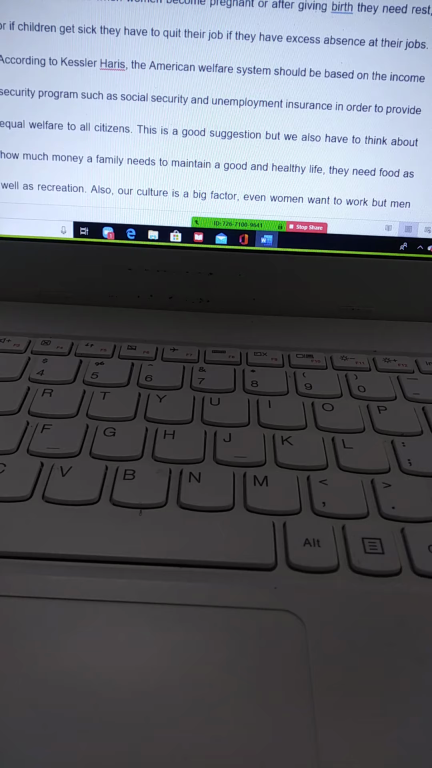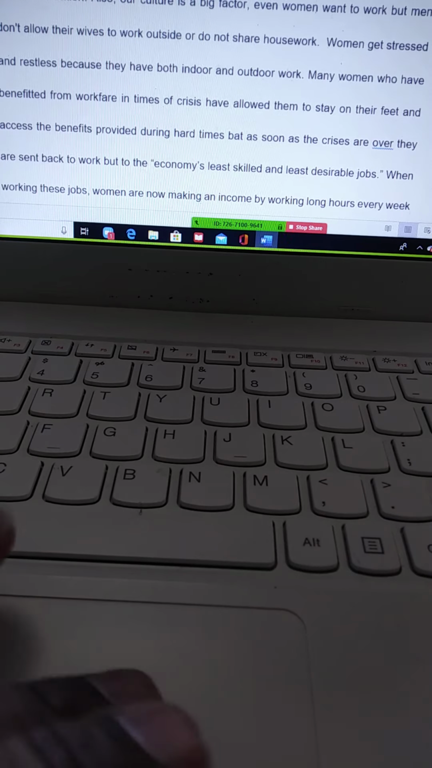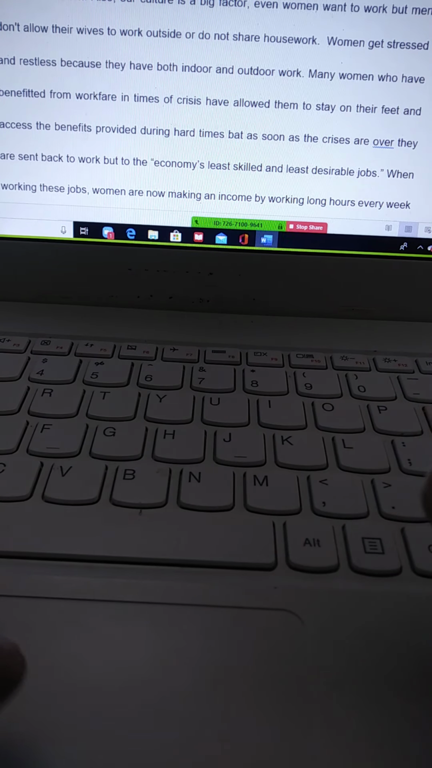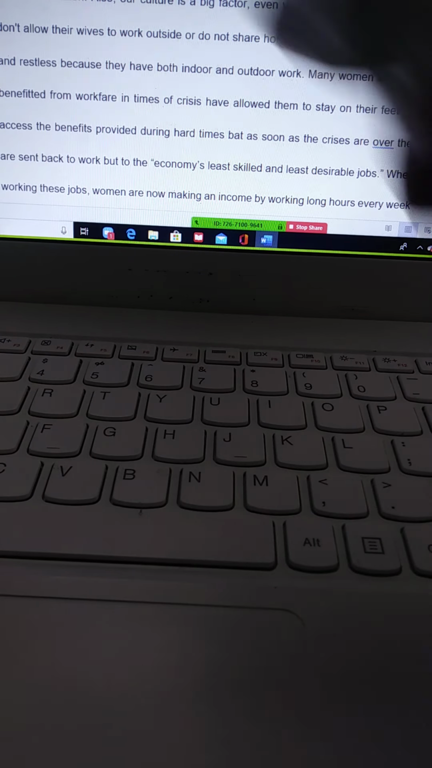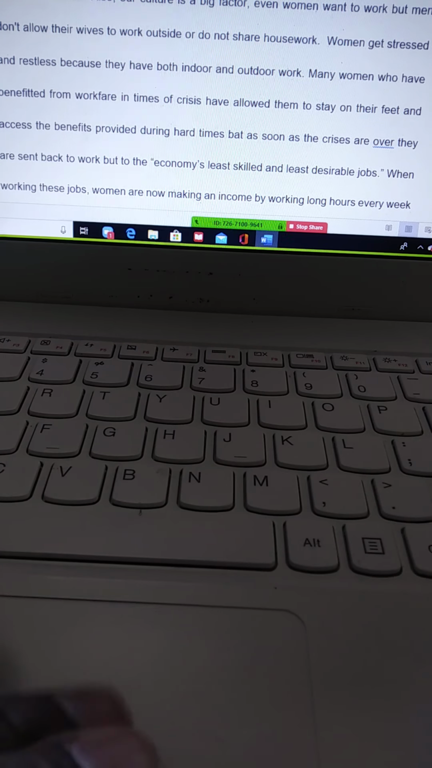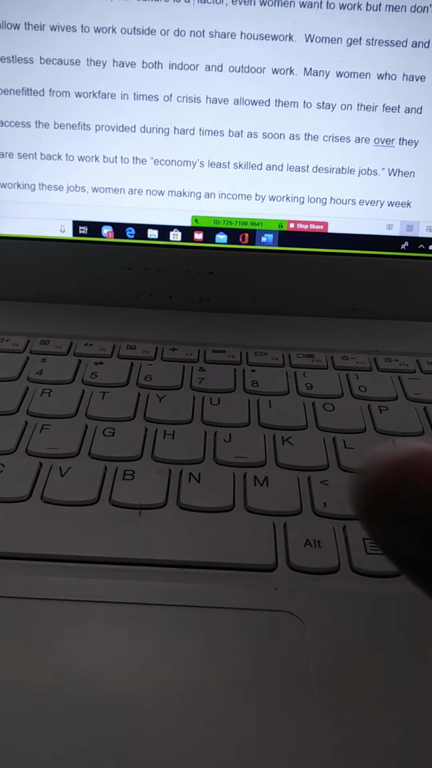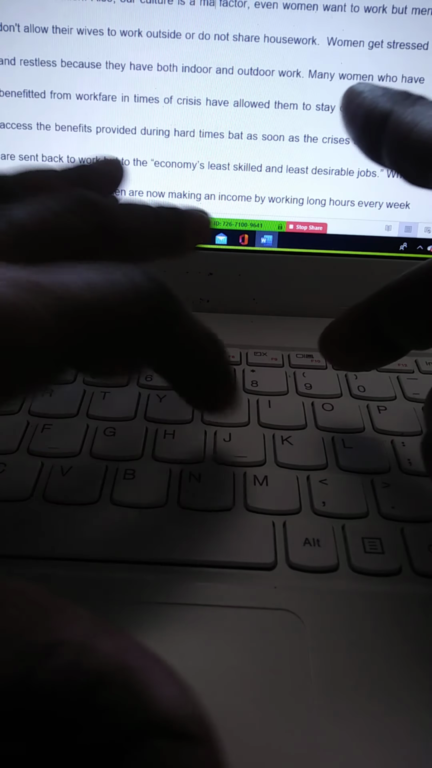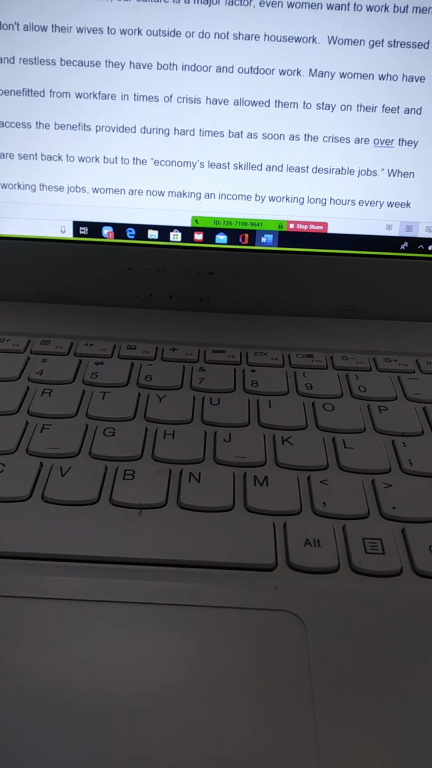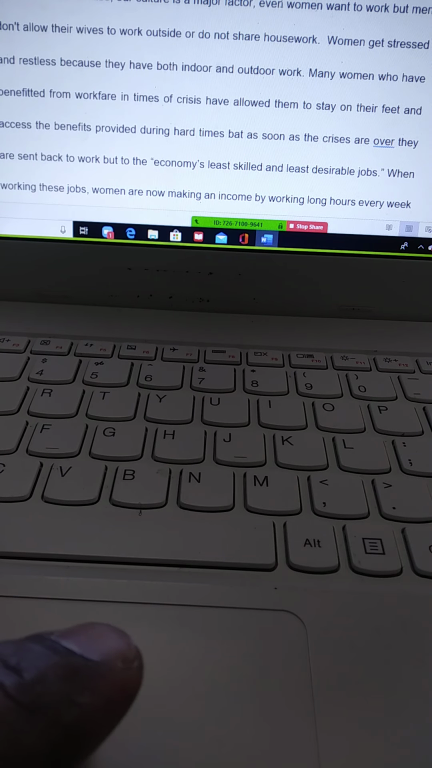Healthy life and food as. Right. So this is basic. I think this is the same thing. They need food as well as recreation. No, actually, no. It's good. Also, our culture is a. So right. So try not to say big. Say major. Major. It's a factor.